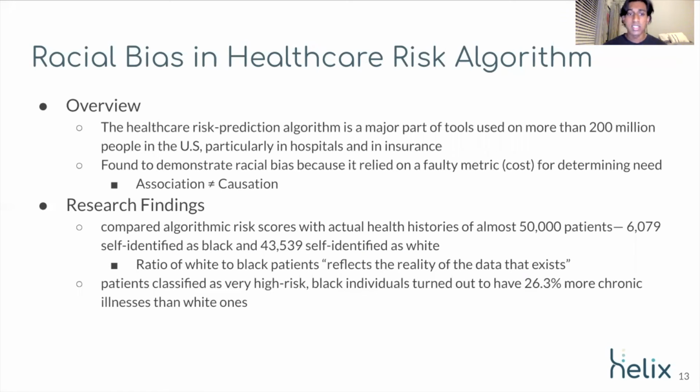In conducting this study, they used around 50,000 patients, 6,000 of which were Black individuals and 43,000 of which were white individuals. They found that patients who were classified as very high-risk Black individuals turned out to have 26.3% more chronic illnesses than the white individuals did, even though they exhibited the same algorithmic risk score, showing this disparity between minority individuals.